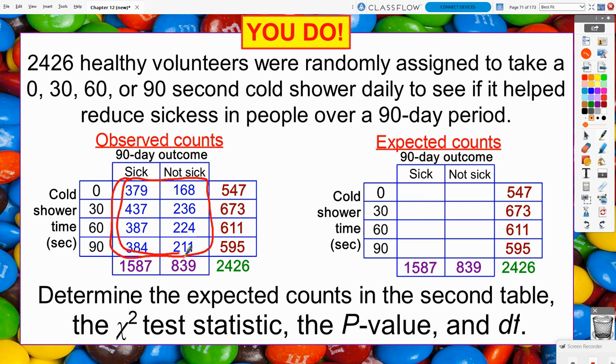This is a slightly different size matrix than the ones we've been working with in the past 2 videos, so just make sure you realize that. And I want you to come up with the expected counts, the chi-square test statistic, the p-value, and the degrees of freedom, either by hand or you could use your calculator to help you figure out all those numbers. And we will go over that the next day in class.